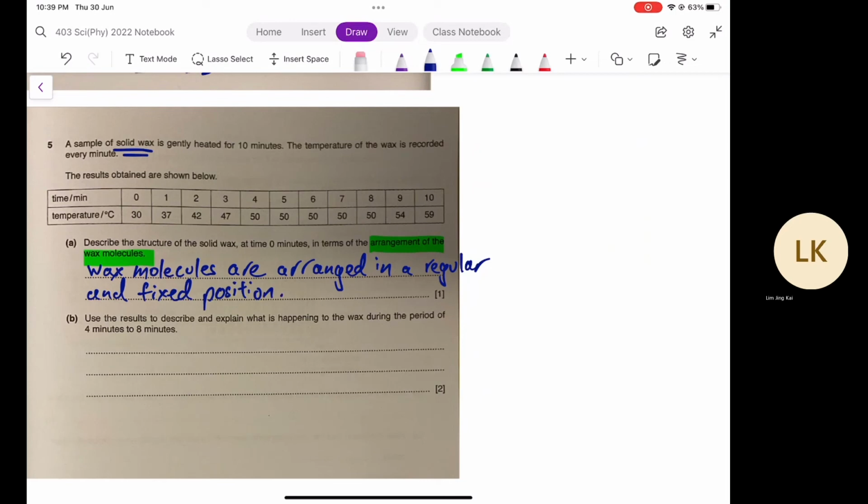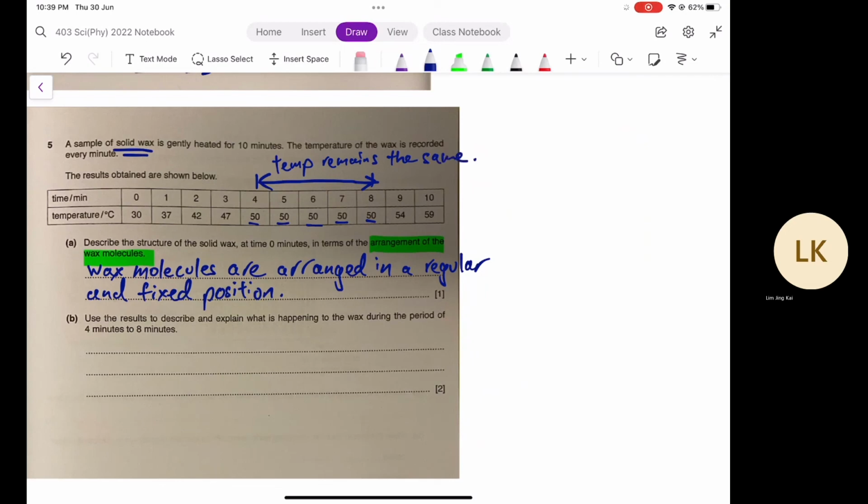So there is no need to mention the movement of the particles. You don't need to write about the vibration of the particles itself. Okay, so let's move on. Using the results, describe and explain what happens in a period of 4 minutes to 8 minutes. You can see that from 4 minutes to 8 minutes, the temperatures are the same. So we can say that temperature remains the same.